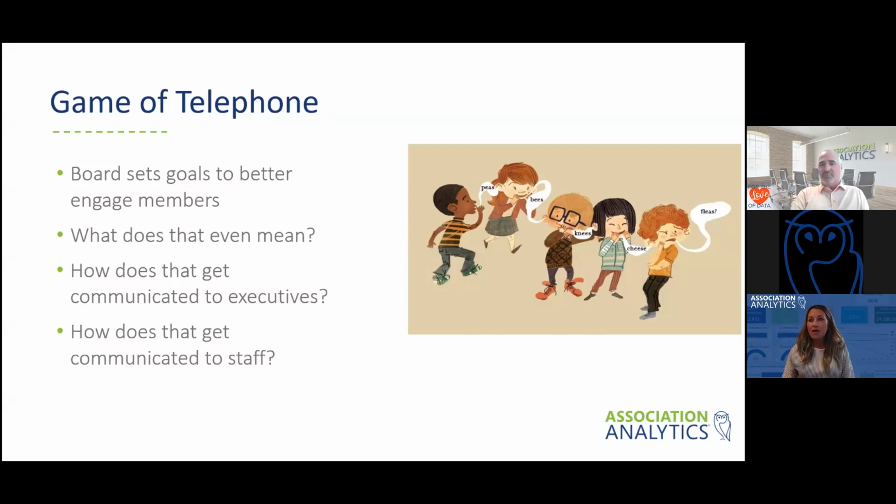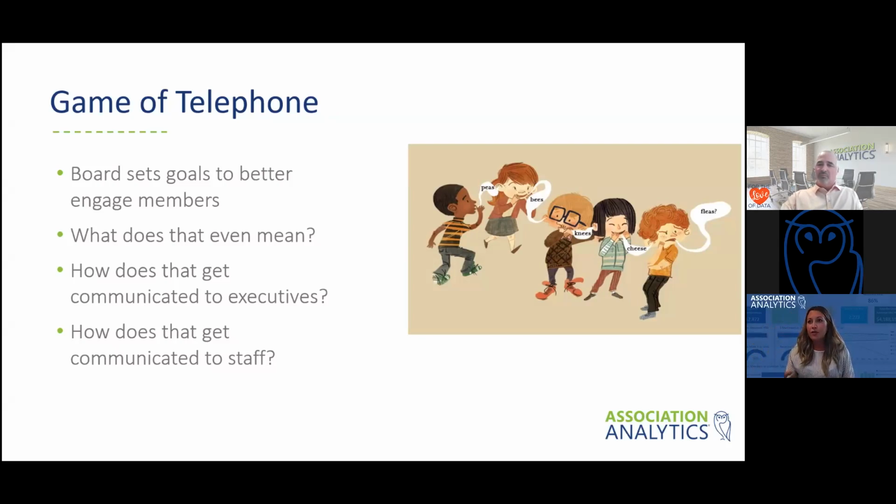So think about the board says something, right? The board puts out a mandate. Let's use the example of, okay, the board wants to better engage members, right? So staff hears this through the grapevine, through the telephone, and they use their experiences and anecdotes to create some new content. It might be different. It might not all be the same theme. And you know what? It kind of falls flat. Not every time, but in this scenario, falls flat, right?